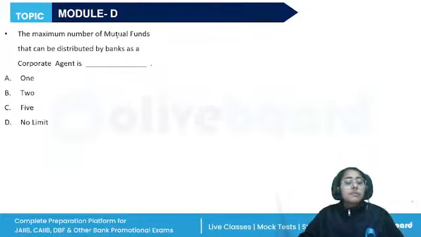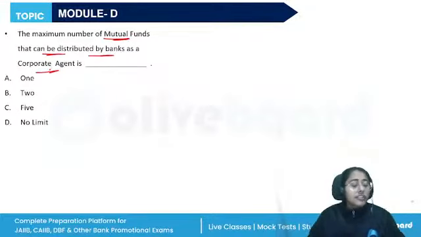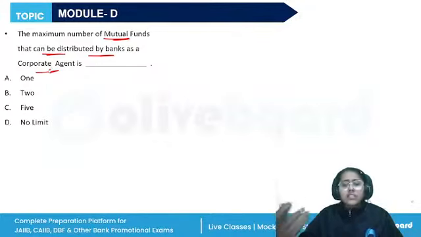Next, the maximum number of mutual funds that can be distributed by banks as a corporate agent. So, mutual fund business is also undertaken by the bank as a third party service. What happens in a mutual fund? The pool of assets is created. Investors pool their money, and then the fund managers invest in securities and returns are paid as per their contribution to the pool. So the pool is created by not one but the money of many investors, and they are invested.